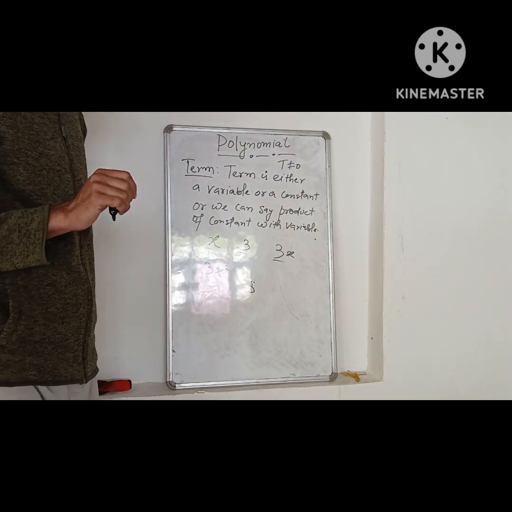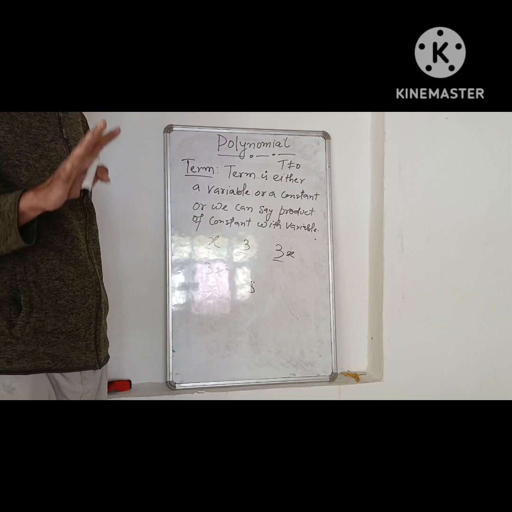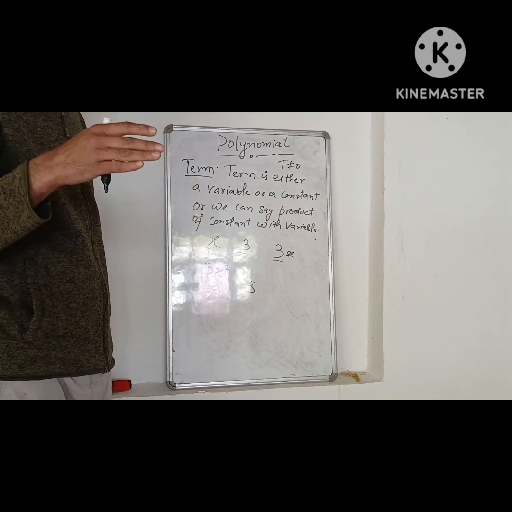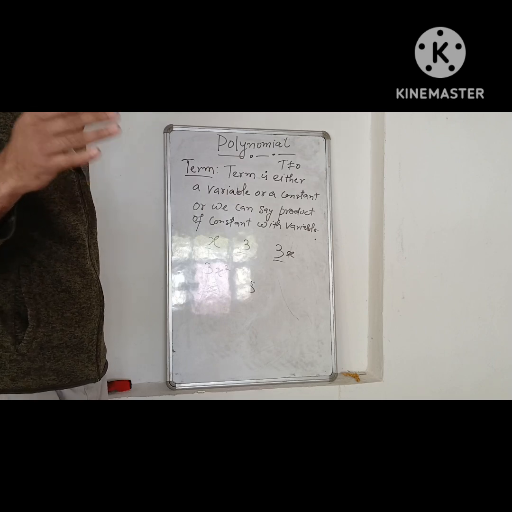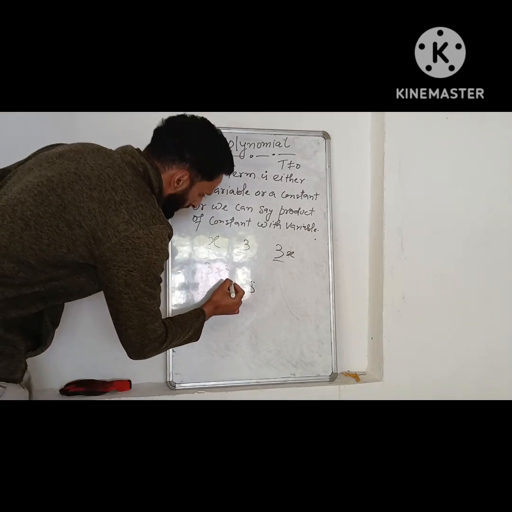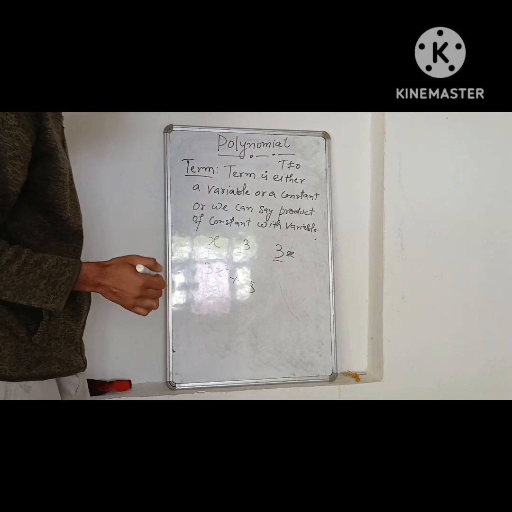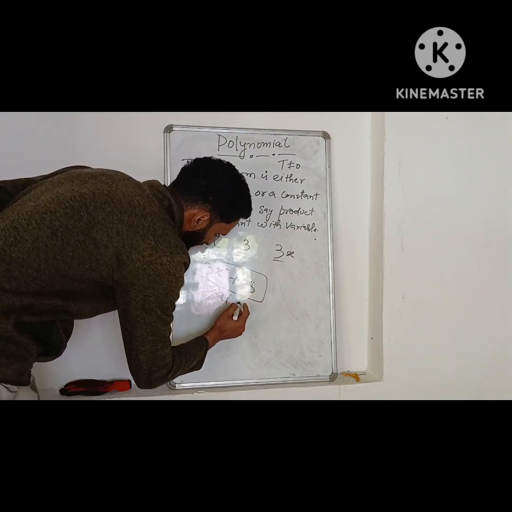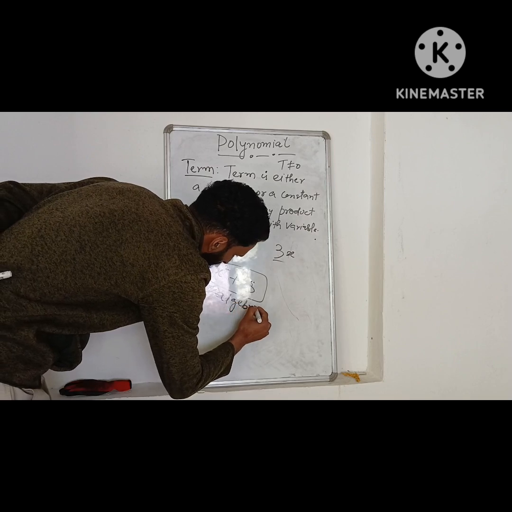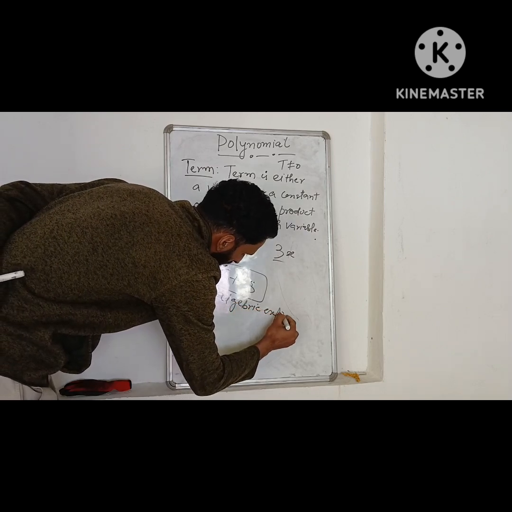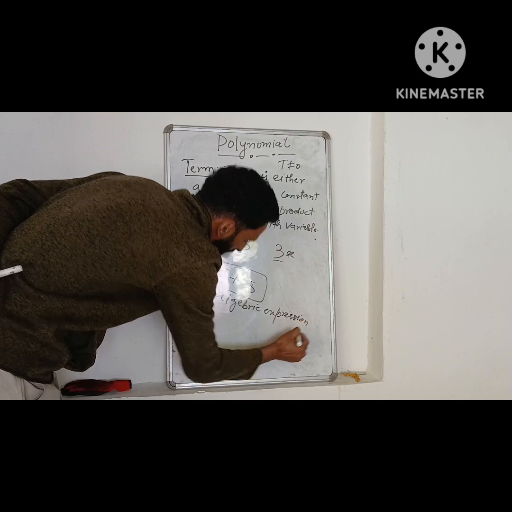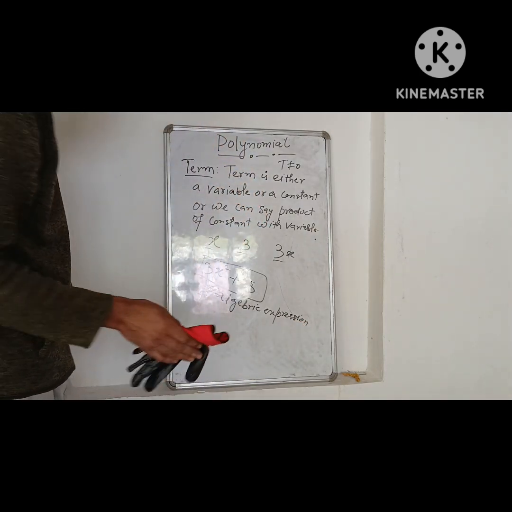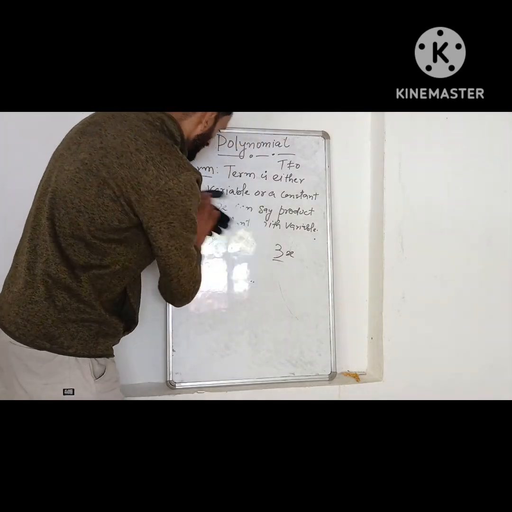Then what is an algebraic expression? An algebraic expression is a collection of terms, but here we are combining them with some operation like addition and subtraction. I will use the operation of addition here. So this whole makes an algebraic expression. I will give some more examples so that you will get the idea.